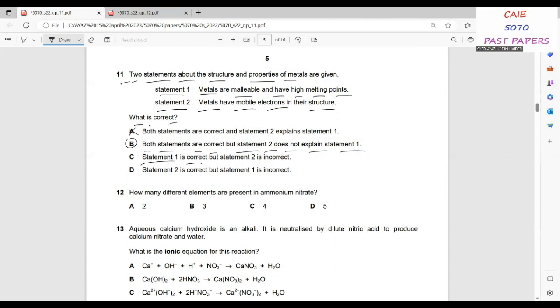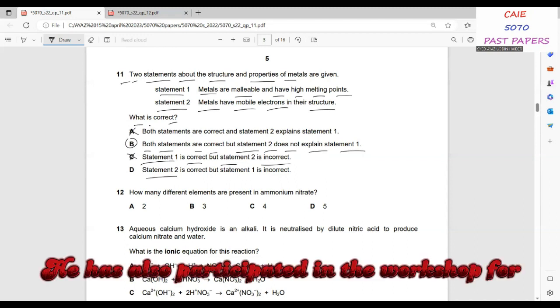Statement 1 is correct, but statement 2 is incorrect. This is wrong because both statements are correct. Number D, statement 2 is correct, but statement 1 is incorrect. This is also wrong.